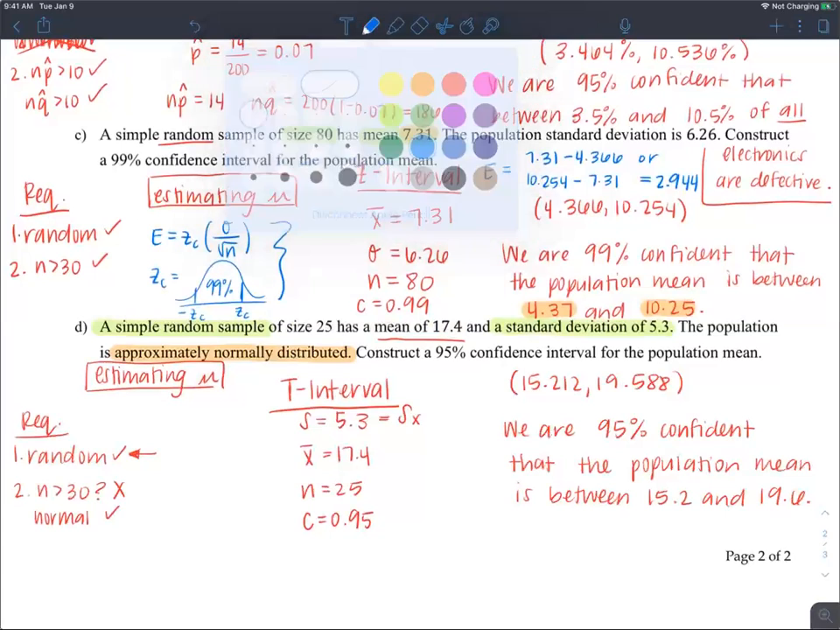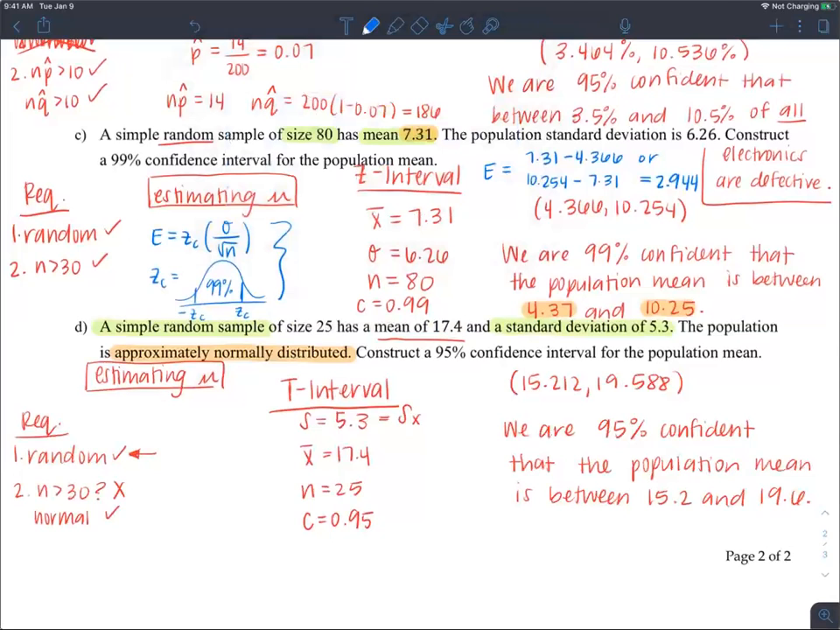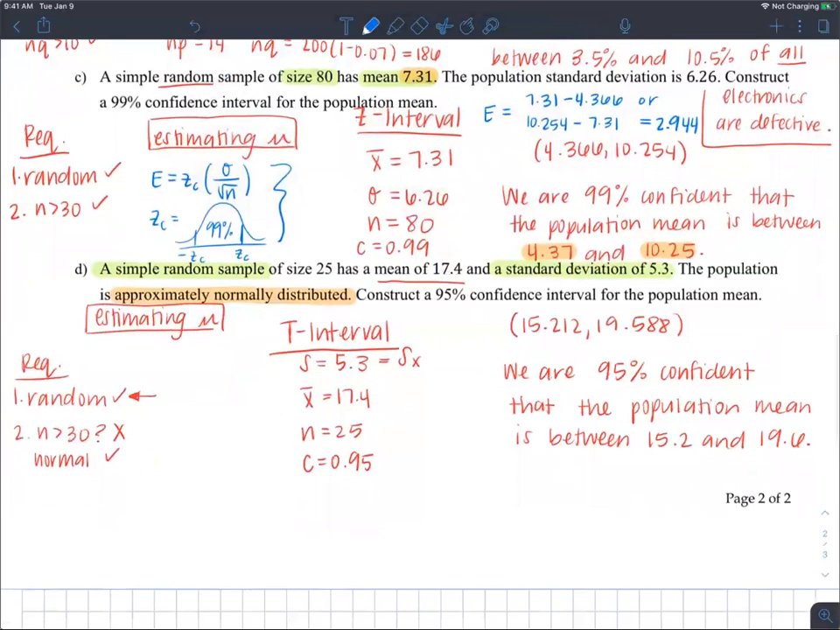And then just as another example to show you how to find the margin of error using your confidence interval, you're going to have 19.588 minus your point estimate, which is also your sample statistic, so 17.4. And so your margin of error here is going to be 2.188.